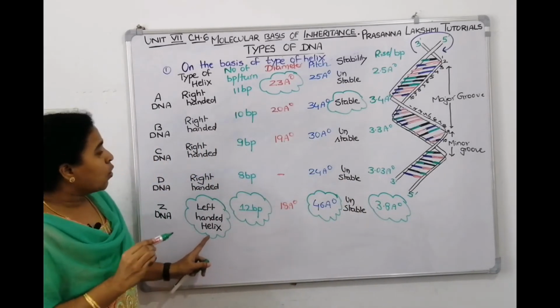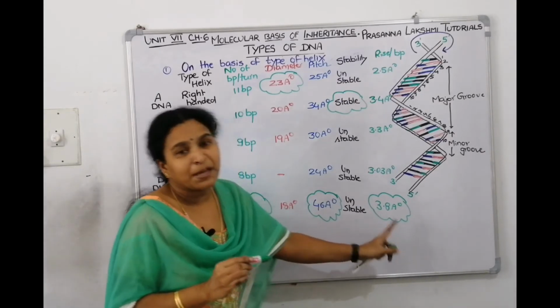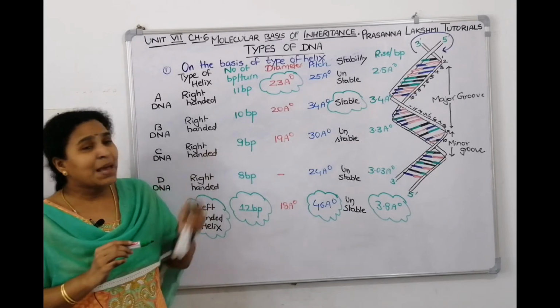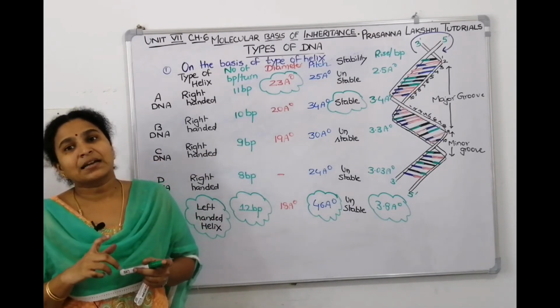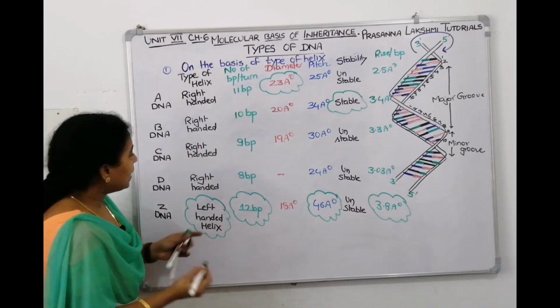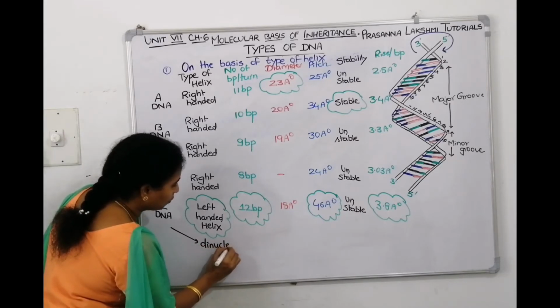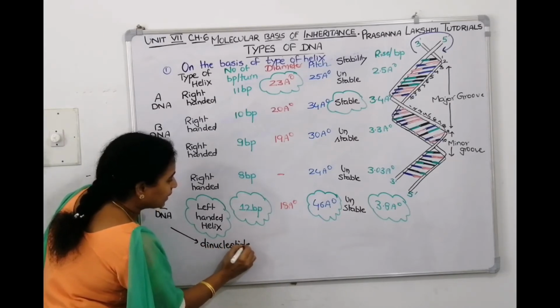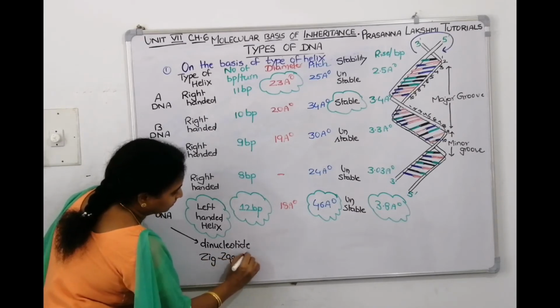So why? It is left-handed. It has 12 base pairs. And the pitch value is also more. The rise per base pair is more because in A, B, C, D, the repeating units are mononucleotides, but in Z, the repeating unit is a dinucleotide. In Z-DNA, the repeating unit is a dinucleotide, and Z stands for zigzag appearance.